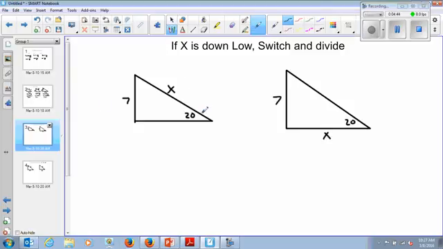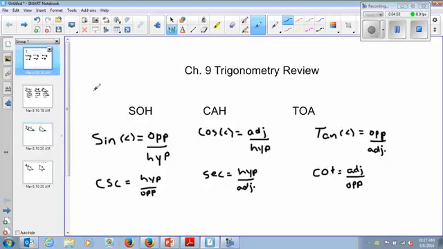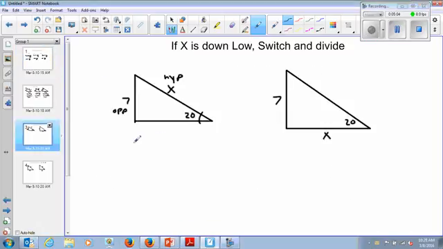So this time, here's our reference angle. 7 is opposite of my reference angle, and x is actually the hypotenuse. So if we look at this, opposite hypotenuse is sine. So we're going to use a sine ratio. So I write out sine of my angle, 20, equals opposite 7 over the hypotenuse x.